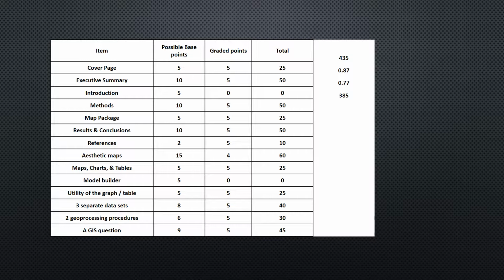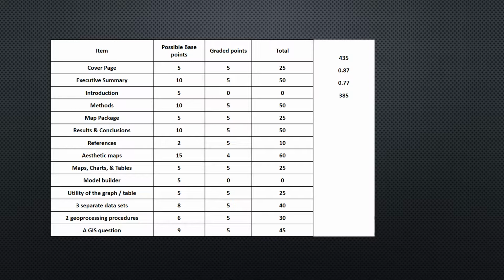So I went over the sample project write-up that's in your documents now, and here's what I graded out at. Cover page, fine. Executive summary, fine. Introduction was missing, so I got 0 points. Methods, they graded out at a 5. 5 is an A, by the way, and 4 is a B, 3 is a C, 2 is a D, 1 is an F, 0 is nothing was there.